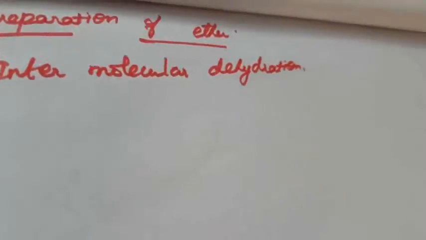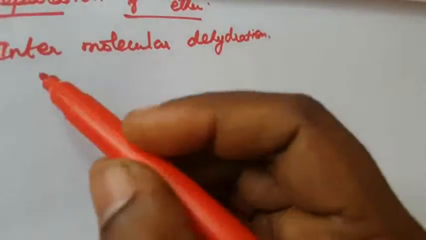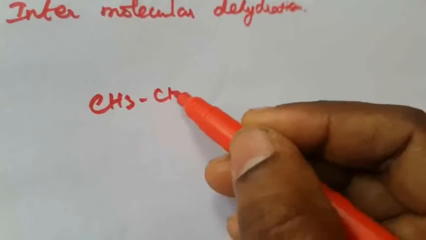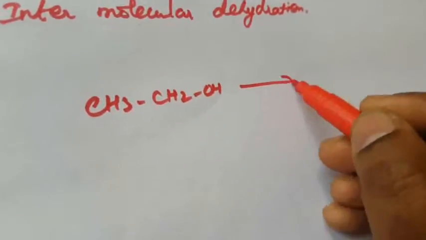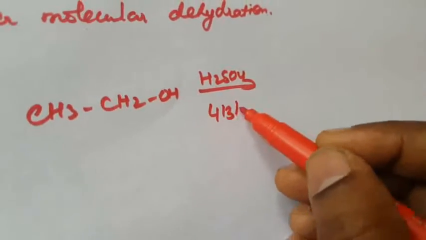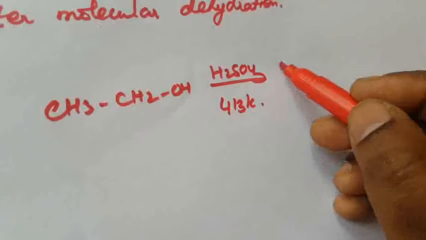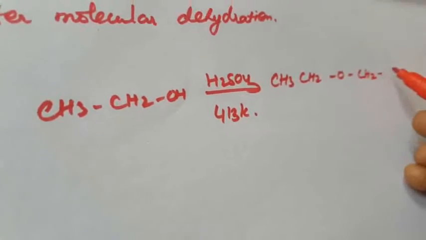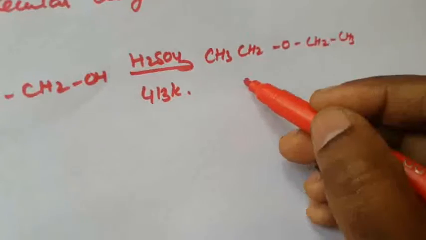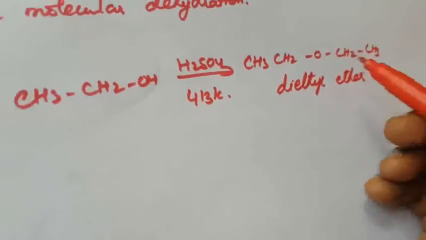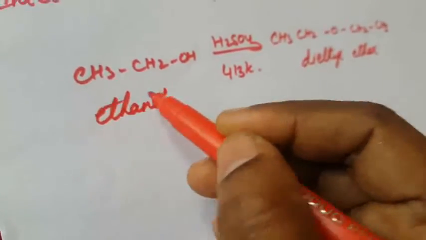Okay, so next one is how to prepare the ether, preparation of ether. So first one is ethanol, that is ethyl alcohol, CH3CH2OH, ethyl alcohol in the presence of sulfuric acid, H2SO4, then 413 Kelvin. So here that is CH3CH2OCH2CH3. What is the compound name? Diethyl ether. Okay, what is the 2 carbon alcohol functional group? That is ethanol. This is ethanol.